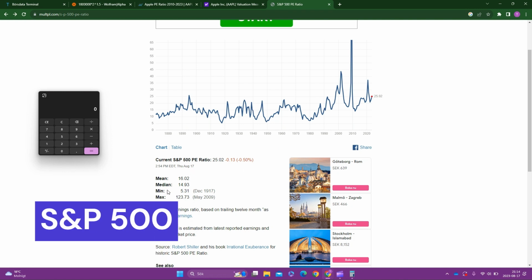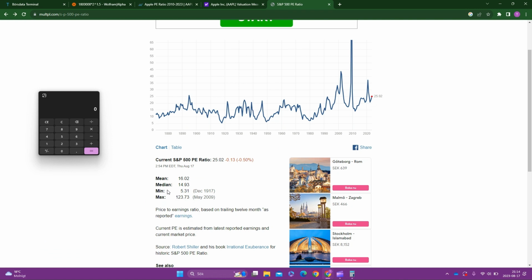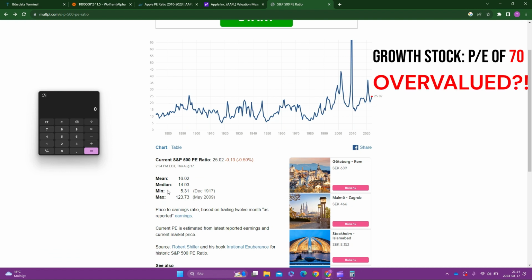One problem with the PE ratio is that the S&P 500 has an average PE ratio of 25. But if you are invested in a growth stock, you might have a PE ratio of 70, and you might think that it's too overvalued, but that is because the market is anticipating that the company is growing a lot. Because as I said, the problem with the PE ratio is that it takes the EPS for the last 4 quarters and puts that in the denominator.